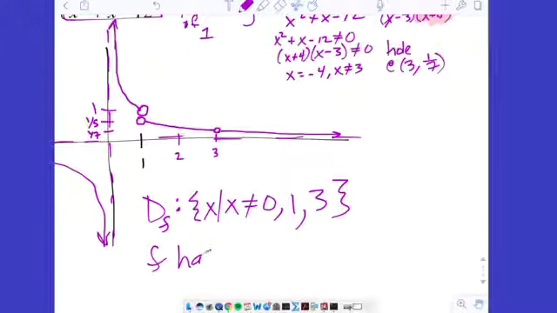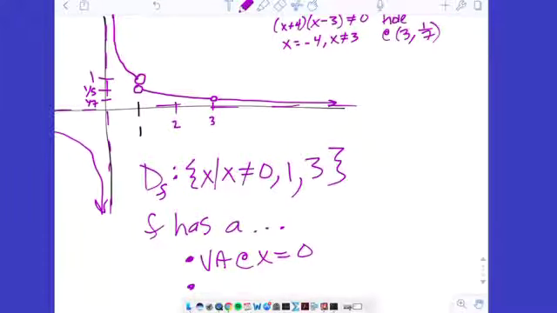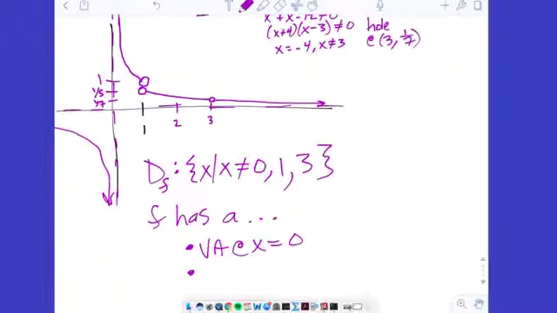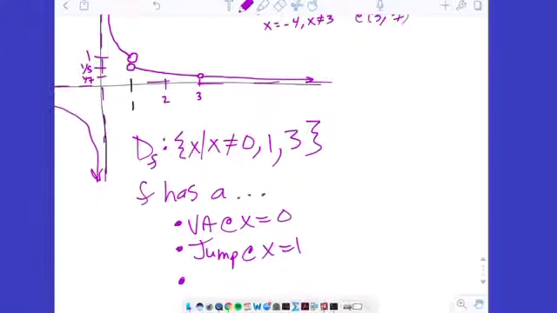F has, from left to right, a VA at x equals 0. What type of discontinuity is there at 1? That's a jump, because if you think of the graph as roads, the roads are going to 2 different y values. From the left, it's approaching 1. From the right, it's approaching 1/5. So we have a jump at x equals 1. And then what type of discontinuity do we have at 3? That's a hole. So we have a hole at 3 comma what? 1/7. Excellent.